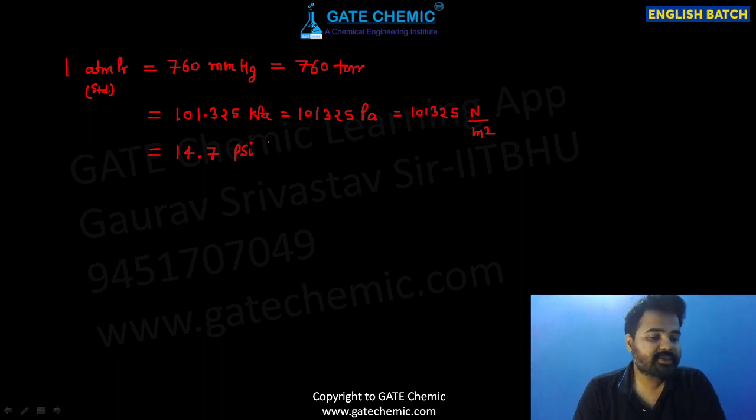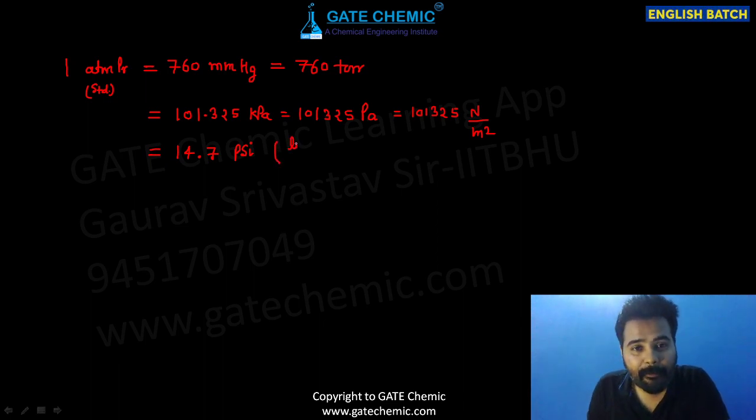One atmospheric pressure equals how much PSI? 14.7. And what is PSI? Pound per square inch. Divya Prakash told me pound per square inch, and other students don't know. Now lots of comments are coming: pound pressure per square inch. Dhananjay, pound pressure per square inch? No, it's not correct. Everyone is wrong.